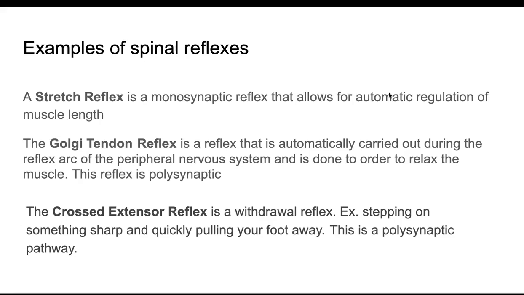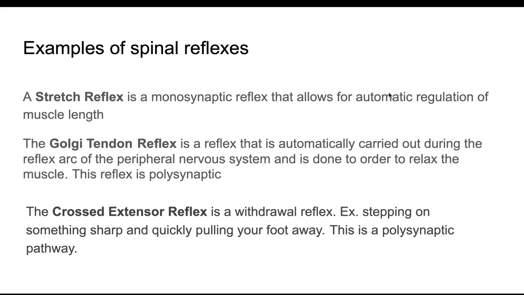Examples of spinal reflexes. A stretch reflex is a monosynaptic reflex that allows for automatic regulation of muscle length. The Golgi tendon reflex. Cool name. This is a reflex that is automatically carried out during the reflex arc of the peripheral nervous system. It is done in order to relax the muscle. This reflex is polysynaptic.